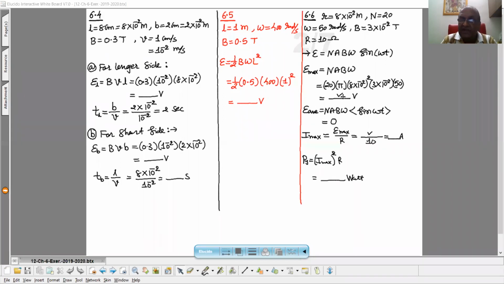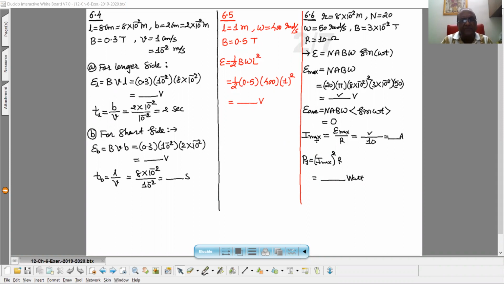Now, average EMF induced. If you want to calculate average EMF, then you have to take the average of this E equal to NAB omega sine omega t. But in this equation, NAB omega is constant. This one is variable. So we have to take the average of this one. So NAB omega times the average of sine omega t, but the average of sine omega t over one period is always 0. So E average is 0.